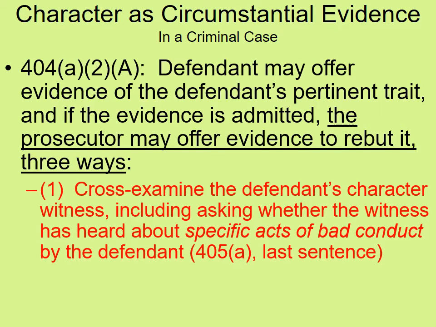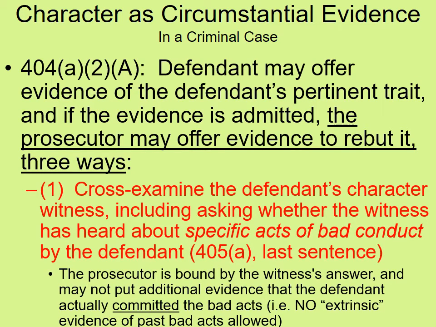Now, I want to point out the fact that when this method is used by the prosecutor, when the prosecutor asks the witness on cross-examination whether the witness has heard about some specific past act, the prosecutor is bound by the witness's answer and can't put on additional evidence that the defendant actually committed the bad acts that the prosecutor just asked about. So no extrinsic evidence of the bad acts can be put on.